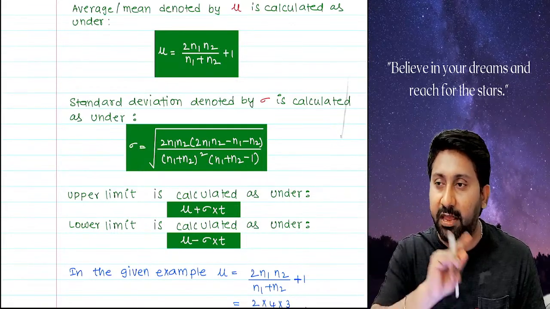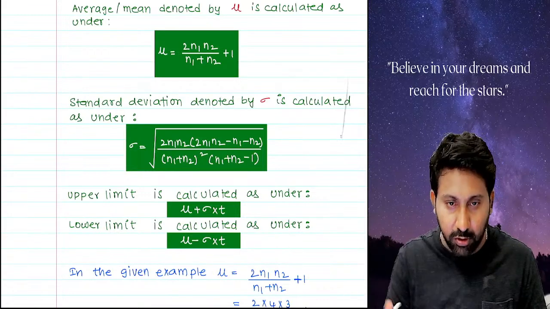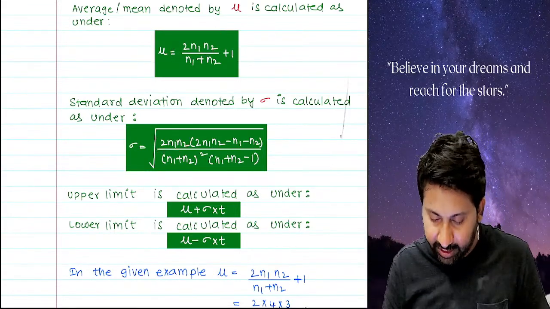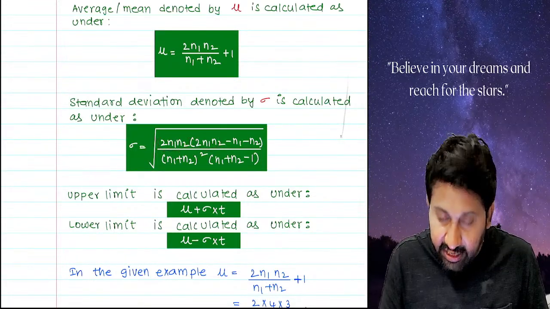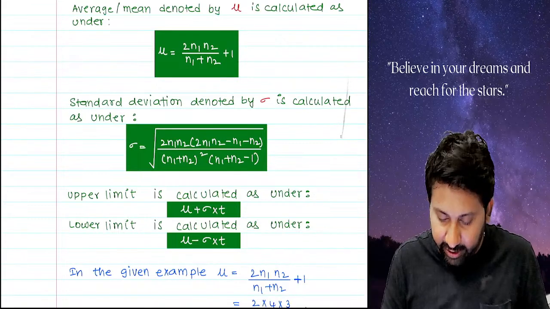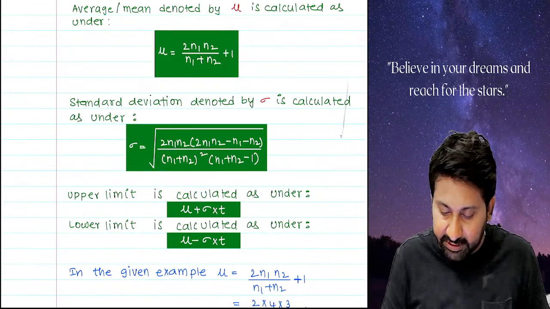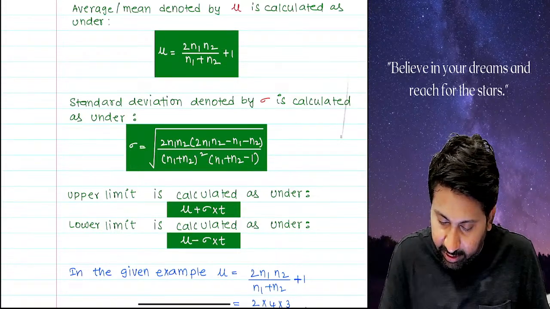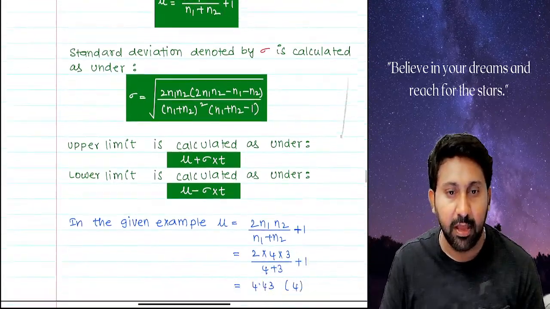First one is mu: 2n1n2 divided by n1 plus n2, plus 1. Standard deviation: the numerator is the same as the mean, 2n1n2, later 2n1n2 minus n1 minus n2, divided by (n1 plus n2) whole square into (n1 plus n2 minus 1). This is the formula. Upper limit.